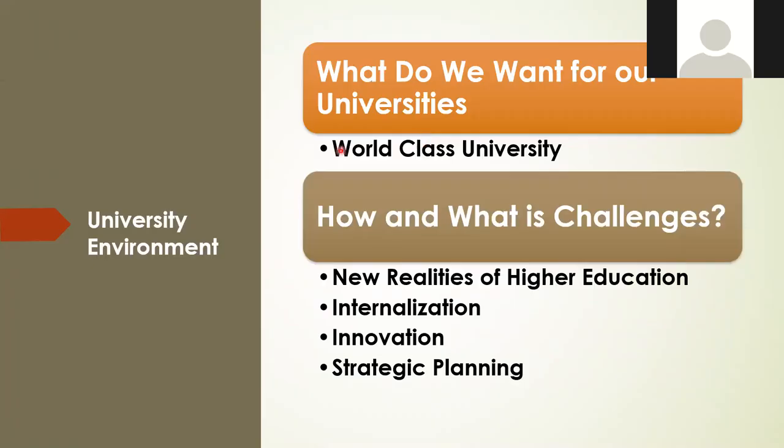For the university environment, the question always comes: what do we want for our university? Generally, everyone will think about this. We need to have a world-class university. Then we would like to discuss the definition of a world-class university. Everyone would like to claim, yes, my university is world-class. But for sure, it is not about claiming. It is about what the university has. And in the second part, we'll talk about the challenges we have in making our university a world-class university. We are talking about new realities of higher education, internationalization, innovations, and strategic planning for this.